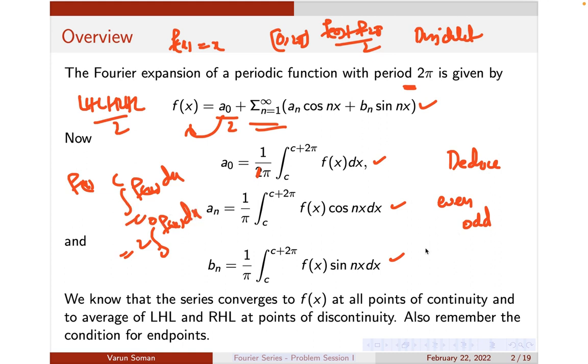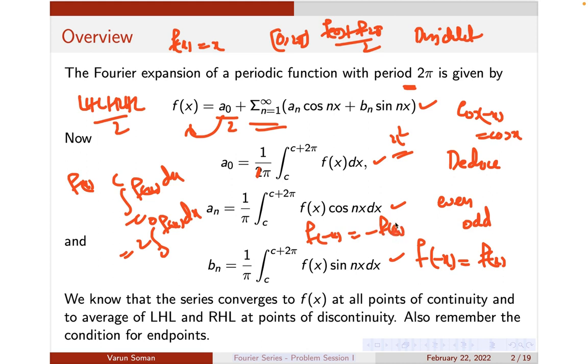And I hope you know what an even function is. An even function is a function with the property that f of minus x is equal to f of x. For example, cos of minus x is cos x, so cos is an even function. Similarly, x square is an even function. And what is an odd function? An odd function has the property that f of minus x is minus f of x. For example, sin x is an odd function because sin of minus x is minus sin x; x is an odd function, x cube is an odd function.